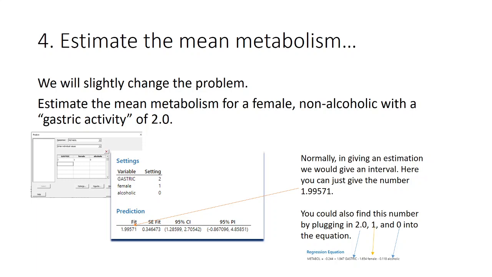After we run that, we get a fit of 1.9957. Normally, because we're in statistics, we should give a confidence interval or prediction interval. But since we only want the mean response, I'm going to give you a little pass here, and all you have to do is give the number in. Now, you could also find this number by plugging in 2, 1, and 0 into the expression and getting the same answer out.